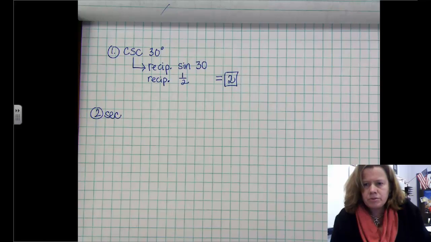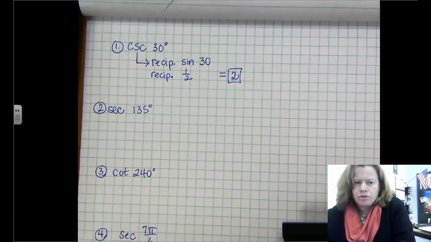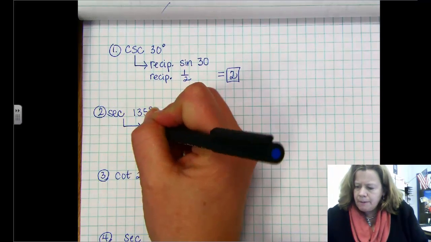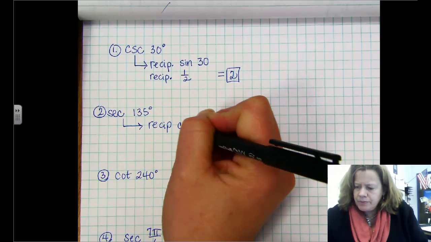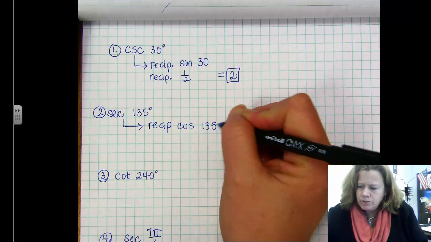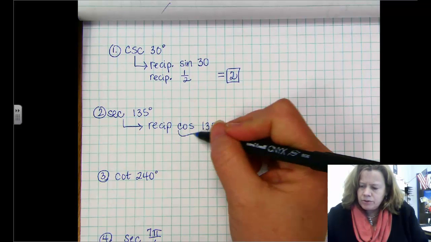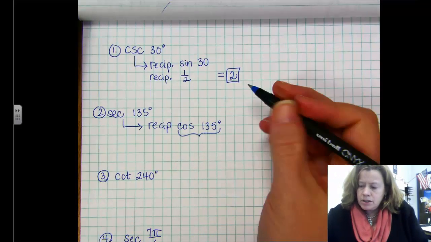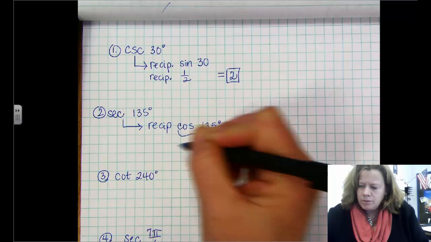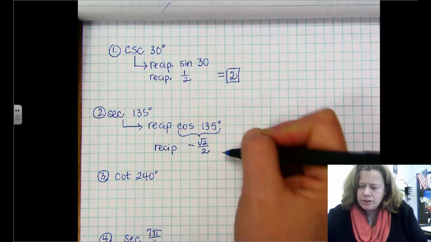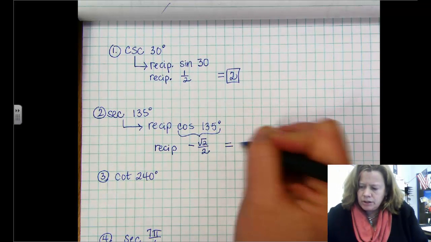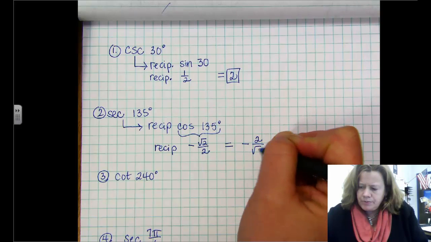All right, let's grab our next one. Okay, so here we go. Number 2, the secant of 135 degrees. Well, secant is the reciprocal of cosine. So I'm looking for the reciprocal of the cosine of 135 degrees. Well, I've learned that the cosine of 135 is negative square root 2 over 2. Looking for the reciprocal of negative square root 2 over 2, I need to flip it, and I get negative 2 over root 2.